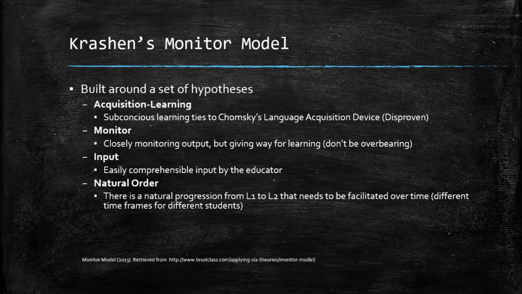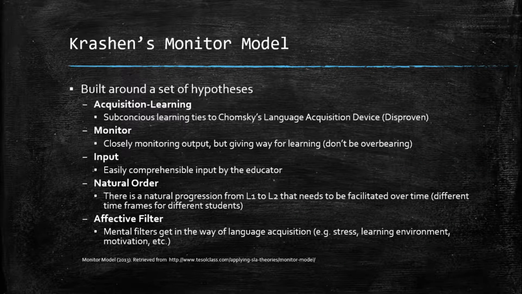Natural order hypothesis. So this is a pretty simple hypothesis. It's that there's a natural progression from the student's first language to their second language, and this will be facilitated over time. But there are different time frames for different types of students. When we get into how to apply this to the classroom, I will talk more about the natural order hypothesis and how we need to give different students with different abilities different time frames for language acquisition.